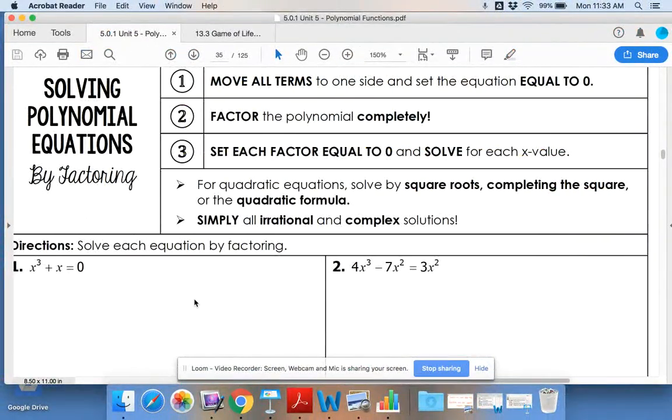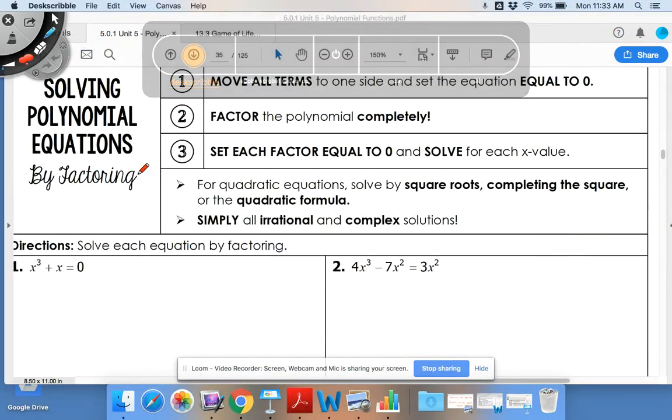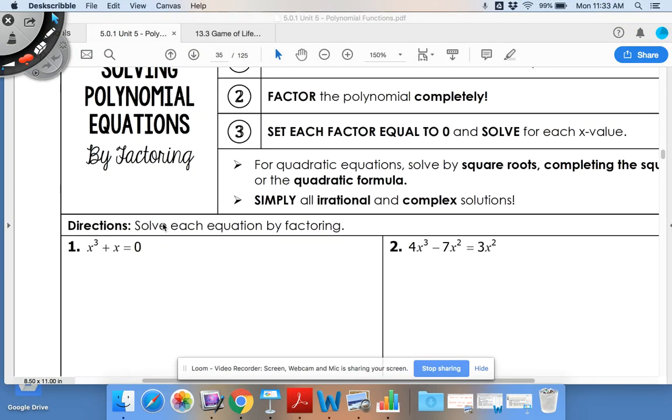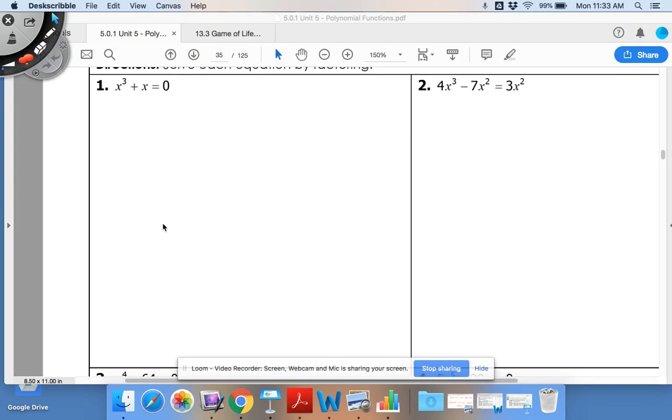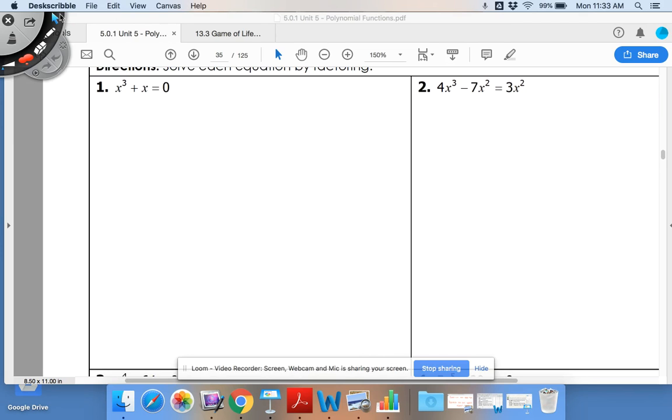So today we're going to solve polynomials by factoring. So basically the steps are up top. We have to set the polynomial equal to 0. Then we're going to factor it. So on this one I'm going to look for greatest common factor first. And I would be left with x times x squared plus 1 equals 0. And this is as factored as it can get.